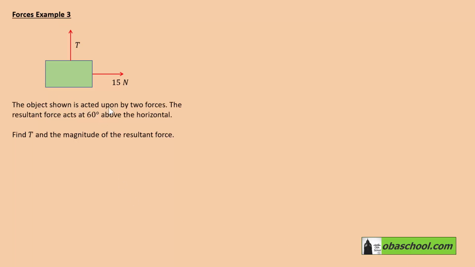The object shown is acted upon by two forces, and we can see that in the diagram. The resultant force acts at 60 degrees above the horizontal. Find T and the magnitude of the resultant force.